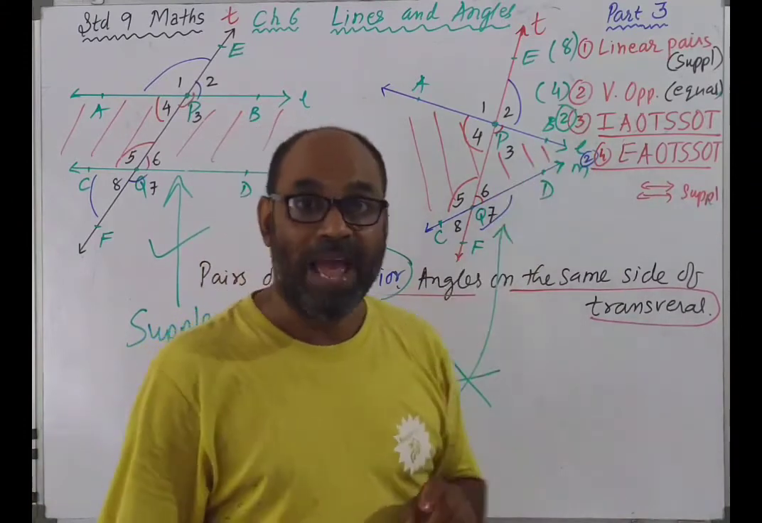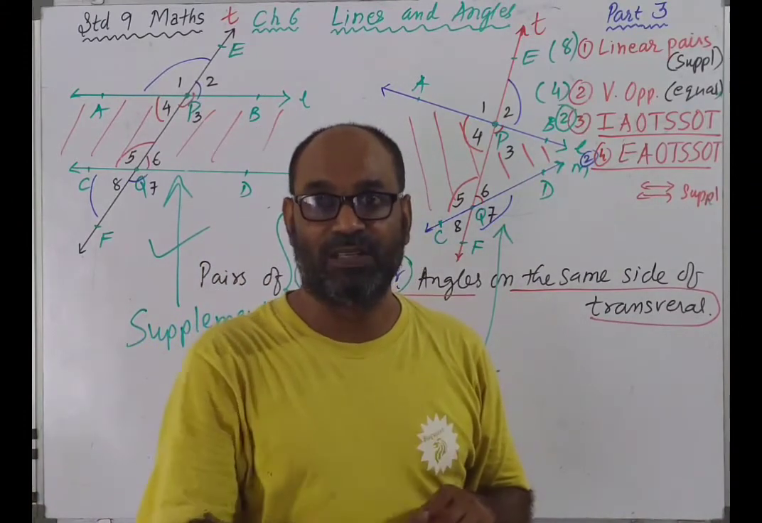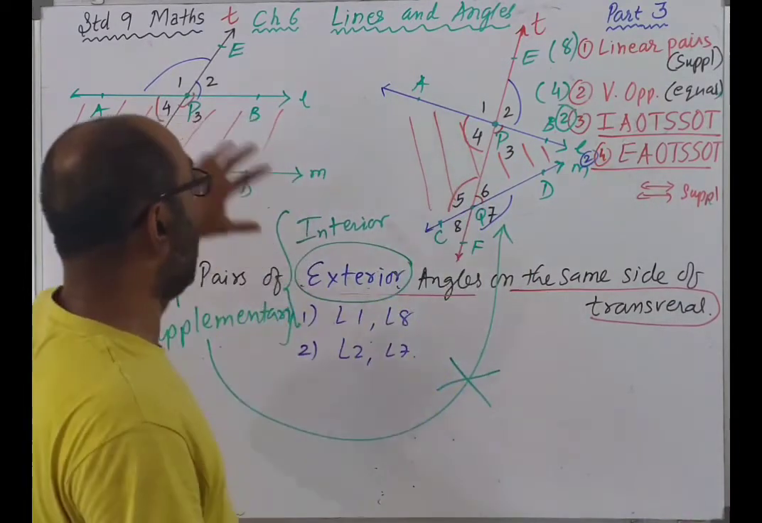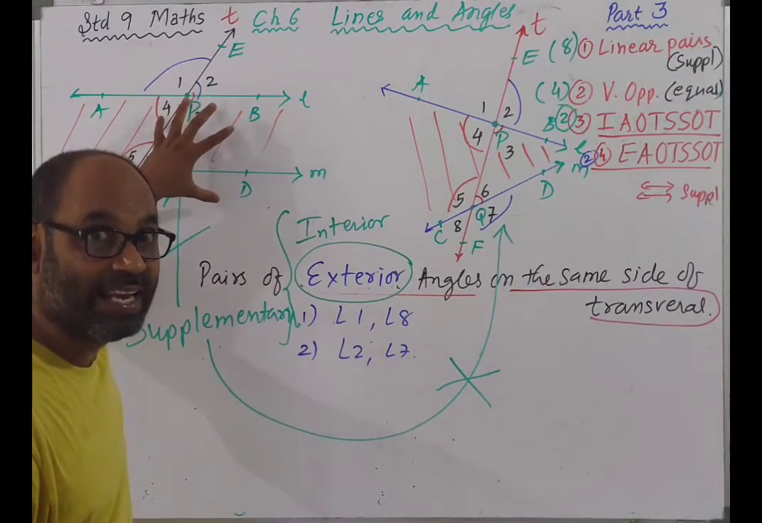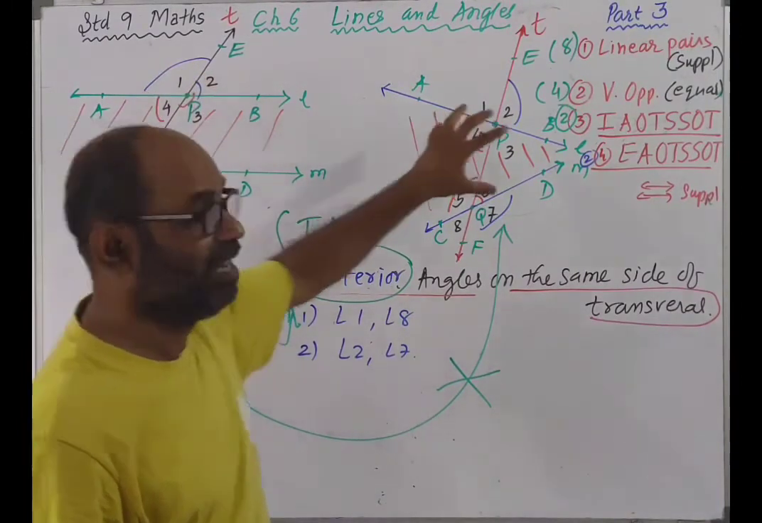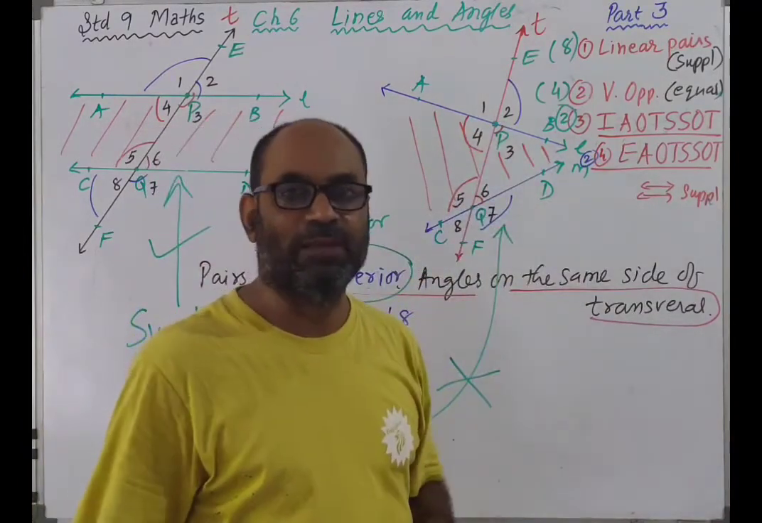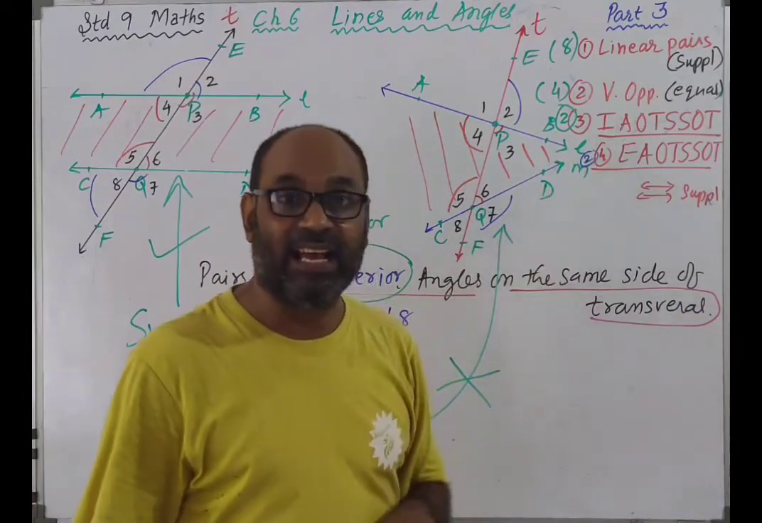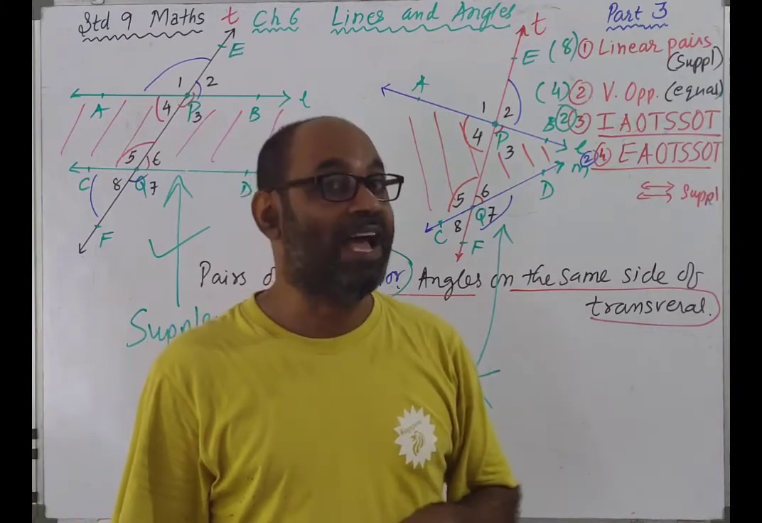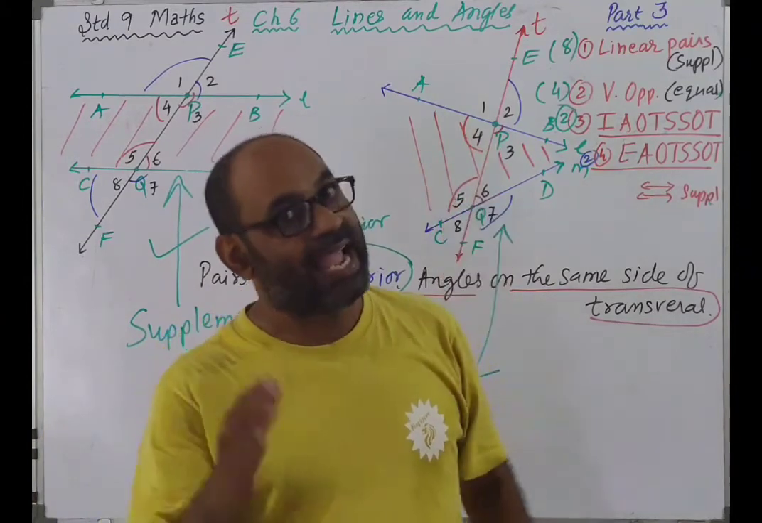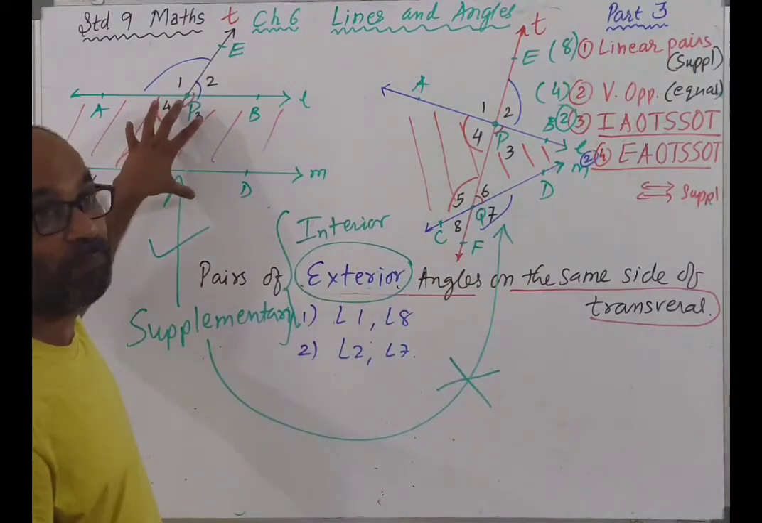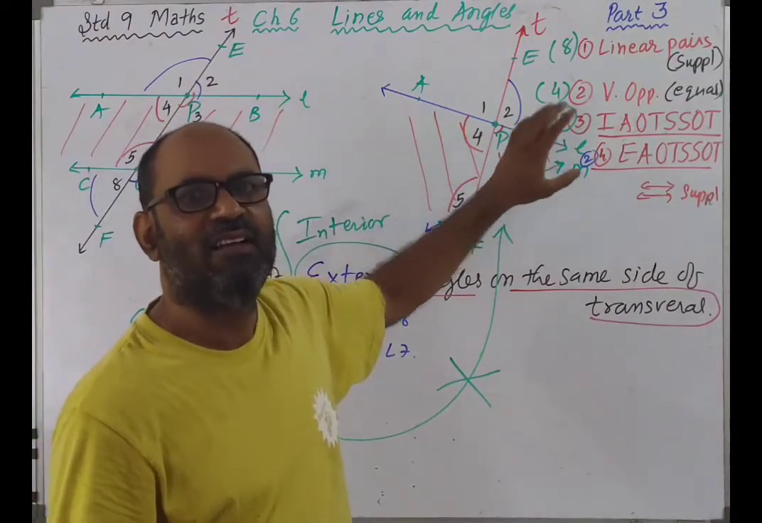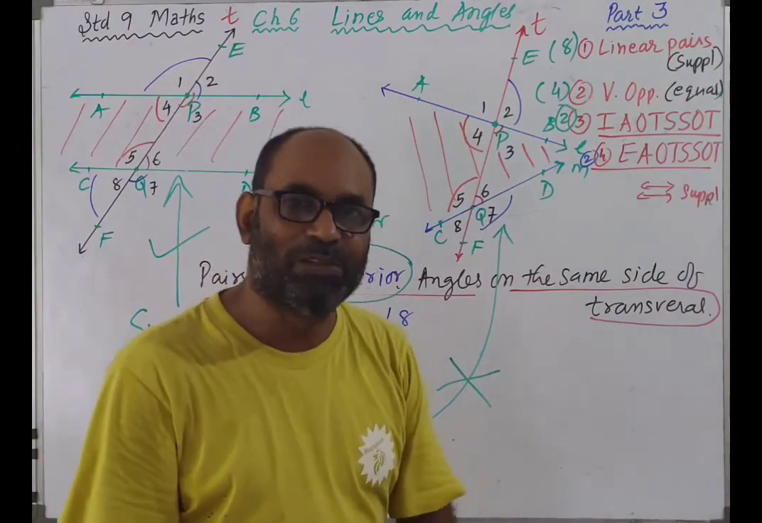Third, we saw pairs of interior angles on the same side of transversal. How many pairs? We get only 2 pairs. Alright? They are supplementary. Total measure is 180 if the lines are parallel. If the lines are not parallel, the interior angles on the same side of transversal are not supplementary. Fourth, exterior angles on the same side of transversal. How many pairs we get? 2. Again, like interior angles, they are supplementary only if the lines are parallel. If the lines are non-parallel, they are not supplementary. So how many types we finished?